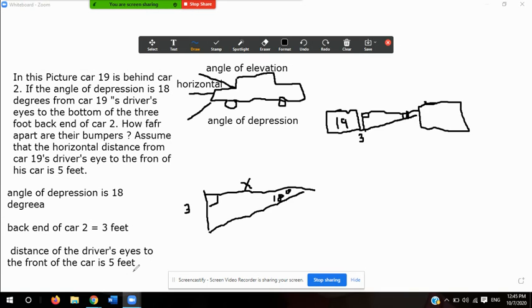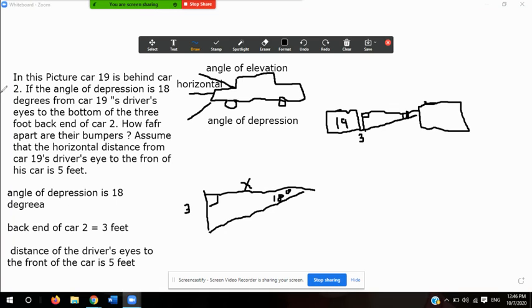So the story problem reads, and of course you have to follow the picture on page 49: in this picture, car 19 is behind car 2. If the angle of depression is 18 degrees from car 19's driver's eyes to the bottom of the 3-foot back end of car 2, how far apart are the bumpers? Assume the horizontal distance from car 19's driver's eyes to the front of his car is 5 feet. First of all, let's talk real quick about what this means.